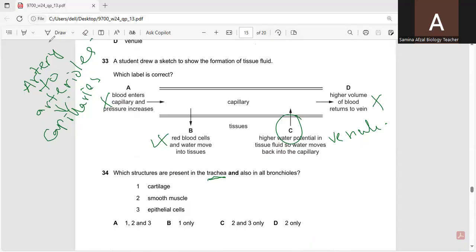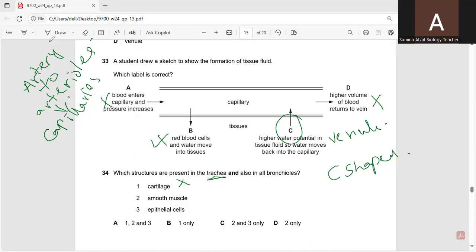So cartilage is present in the trachea. You know, the trachea is C-shaped. So cartilage is there, which prevents it from collapsing. And the cartilage is a type of bone. And then the bronchioles are very small branches of the bronchus. So they are smaller, so they do not contain cartilage. The cartilage is not present in them.